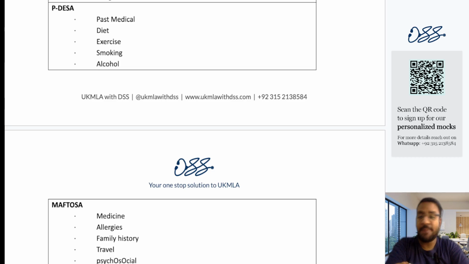Past medical illness. You could ask it like this: by any chance, do you have any medical condition that I should be aware of? That is one way of asking the question. But then, as I said earlier on, it's always important to be very specific in your data gathering.